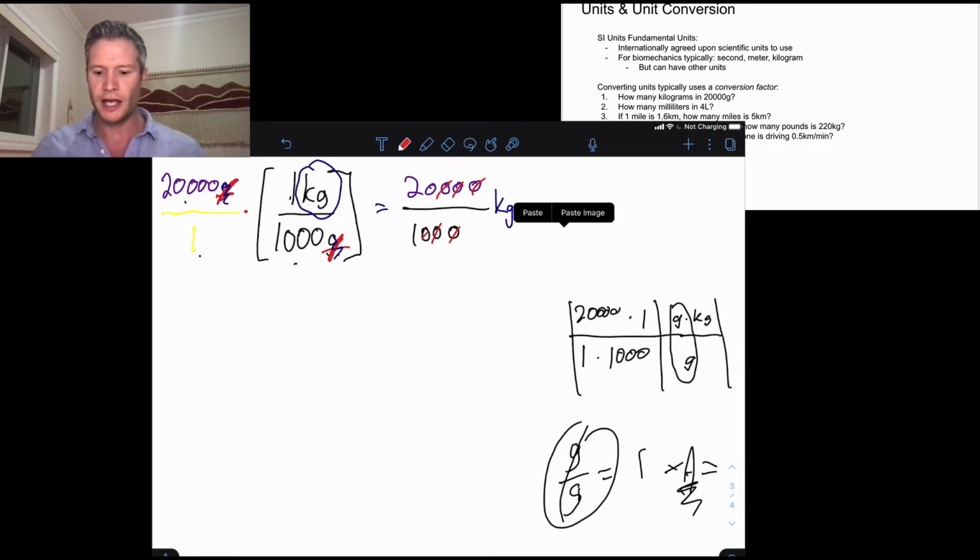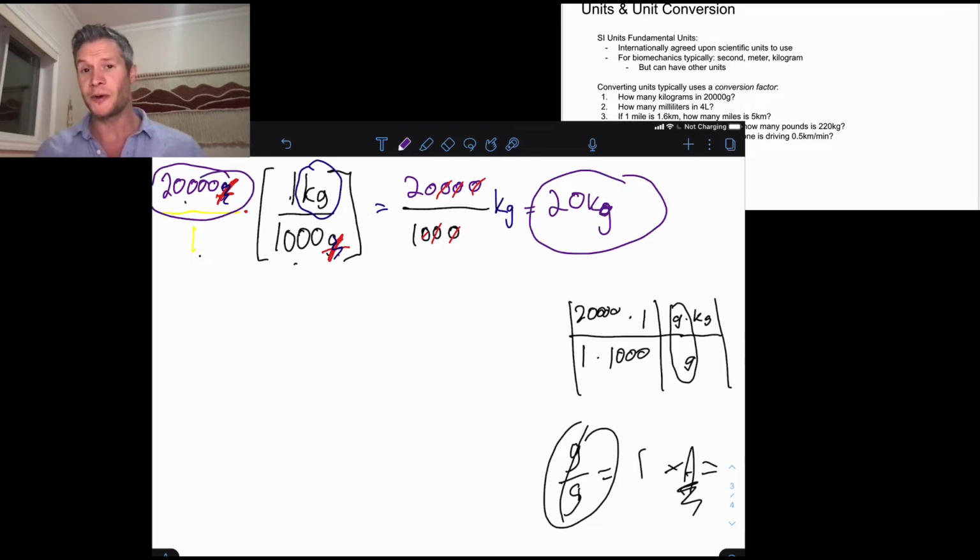Great. So we end up with 20,000 divided by 1,000 is, drum roll, 20. And our remaining unit is kilograms. Okay, so that's the long way that we went from grams to get kilograms. Remember, that was the goal. That was what the question asked us to do. That's what we're working towards. But that's how and why we use a conversion factor.